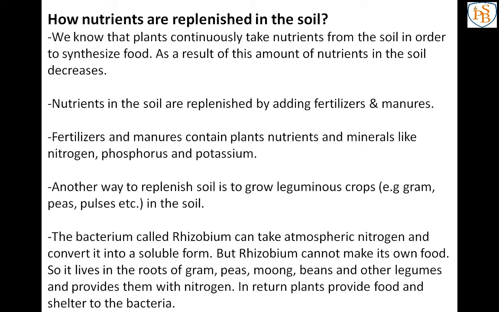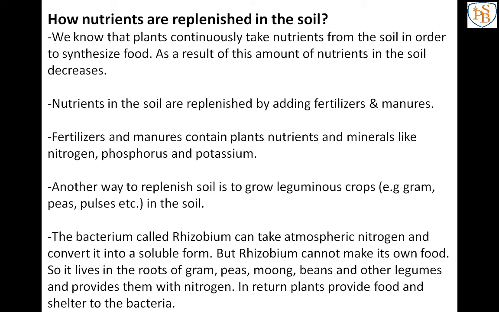So which type of nutrition is that? 4 types we have learned. So which one is there? Yes, very good. The symbiotic nutrition: rhizobium gives nitrogen to the plant and in return the plant gives food and shelter to that bacteria. Not all plants have rhizobium in their roots, only some leguminous plants, that is gram, peas and pulses. So if you want to replenish the soil with nutrients, you have to grow this type of crops.